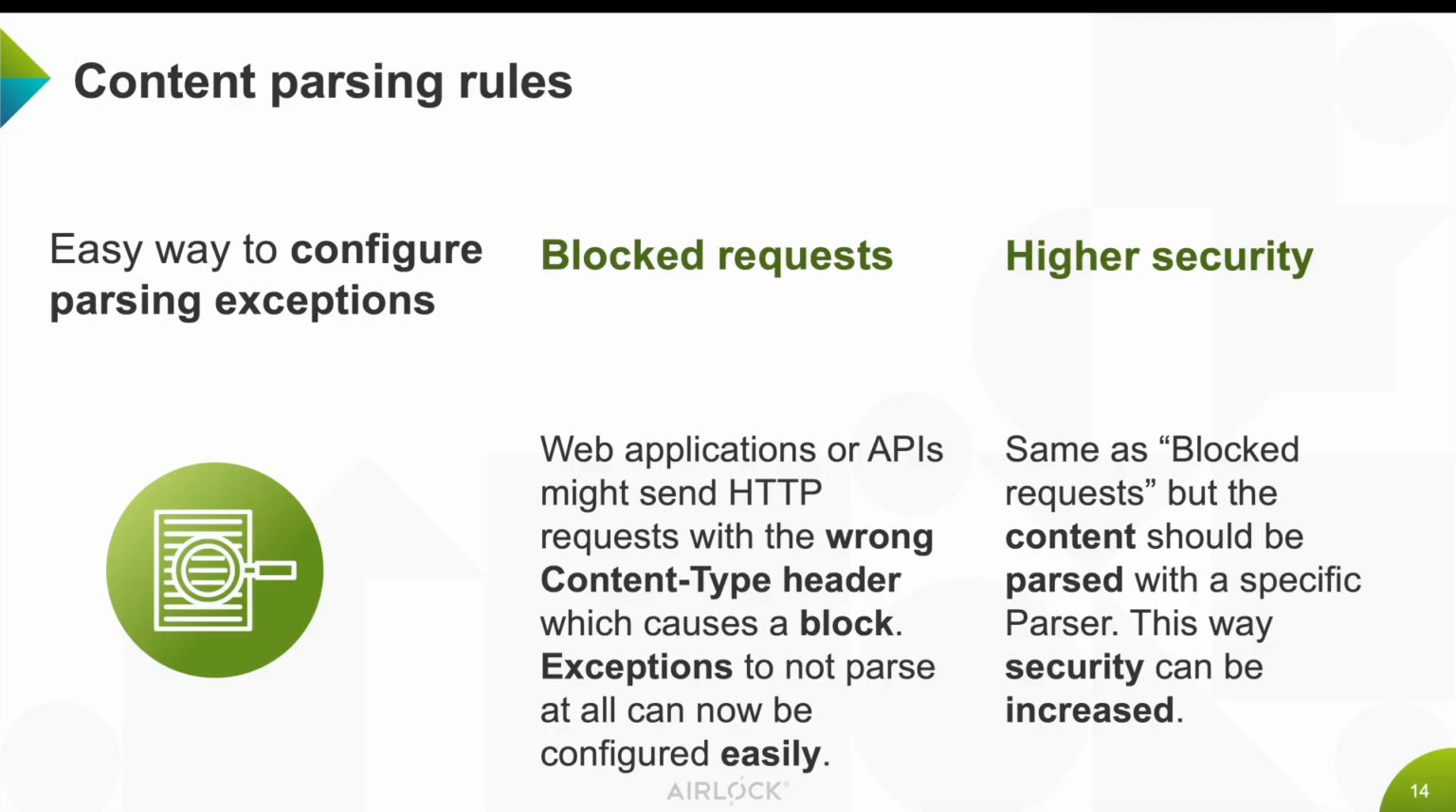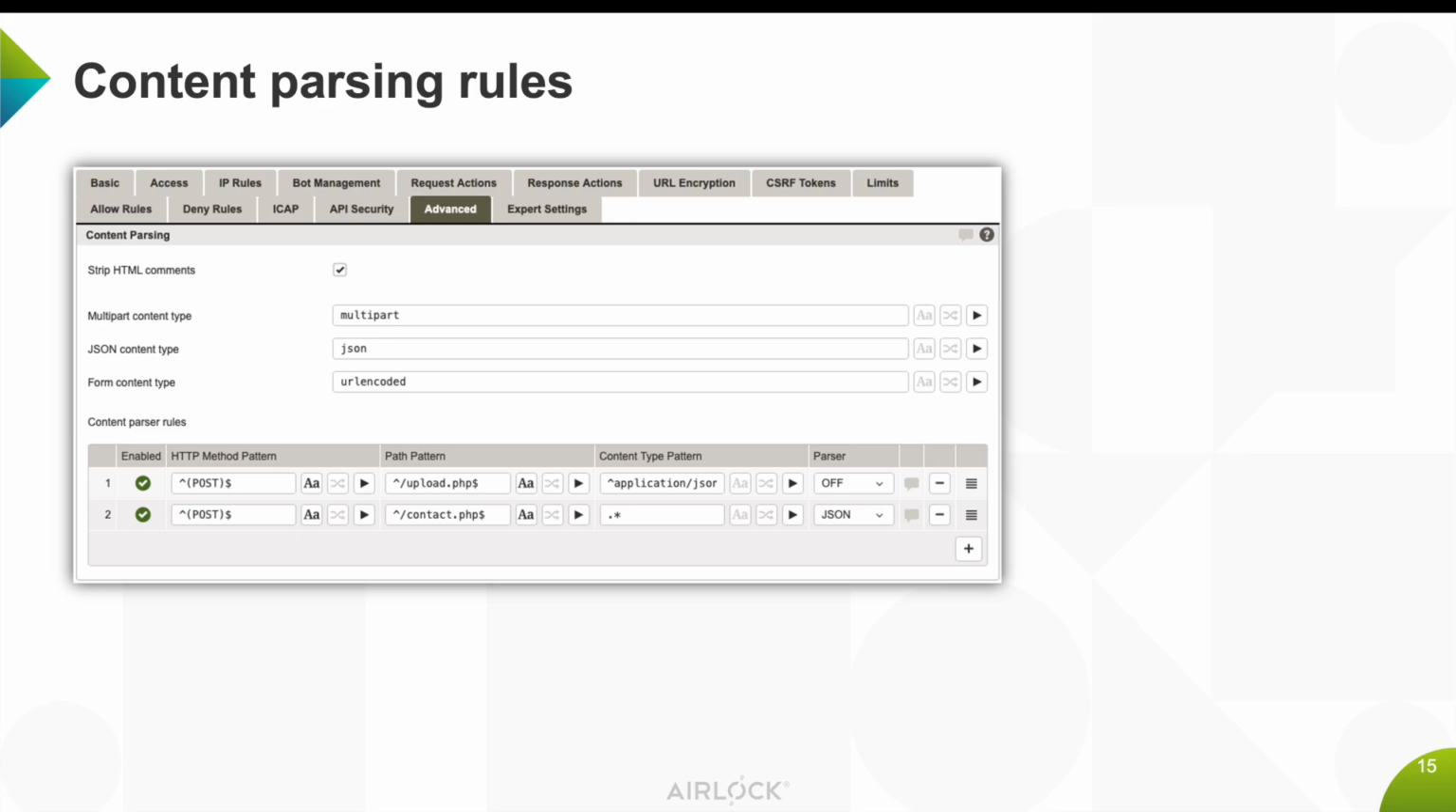It is also possible that the content type header is wrong, but a specific parser should be selected. By doing so, the application works and security can be increased. The content parsing rules are in the Advanced tab of the mapping. The first three content type patterns define which parser should be applied.